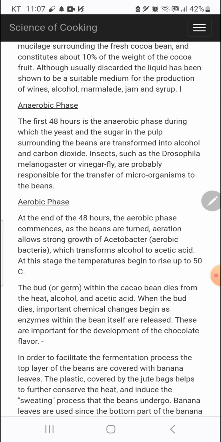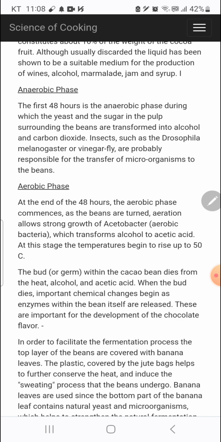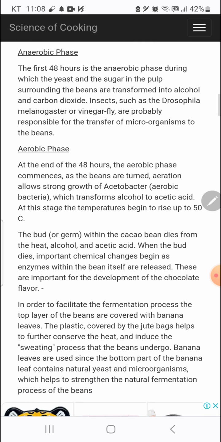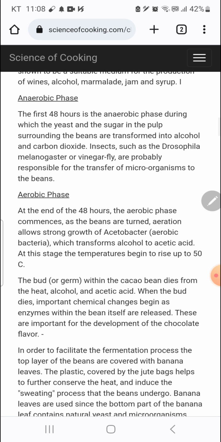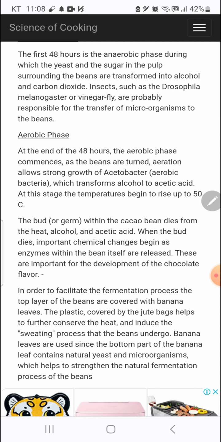Anaerobic phase. The first 48 hours is the anaerobic phase, during which the yeast and the sugar in the pulp surrounding the beans are transformed into alcohol and carbon dioxide. Insects such as Drosophila melanogaster, or vinegar fly, are probably responsible for the transfer of microorganisms to the beans. At the end of the 48 hours, the aerobic phase commences.